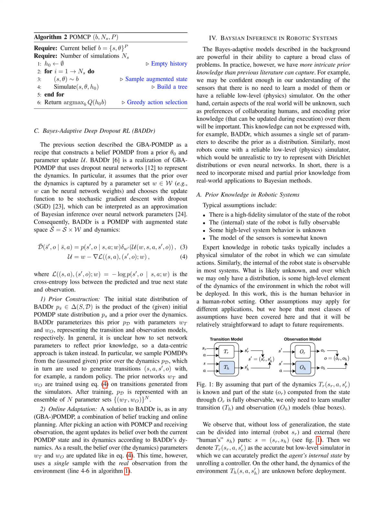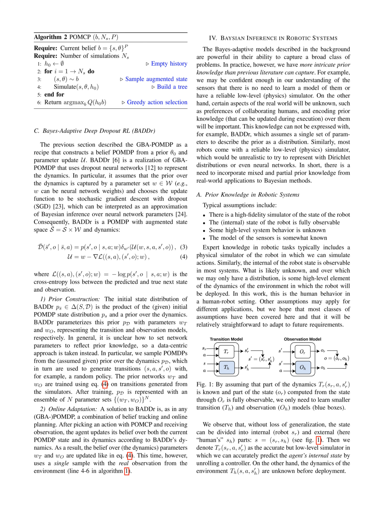Expert knowledge in robotic tasks typically includes a physical simulator of the robot in which we can simulate actions. Similarly, the internal state of the robot is observable in most systems. What is likely unknown, and over which we may only have a distribution, is some high-level element of the dynamics of the environment in which the robot will be deployed. In this work, this is the human behavior in a human-robot setting. Other assumptions may apply for different applications, but we hope that most classes of assumptions have been covered here and that it will be relatively straightforward to adapt to future requirements.